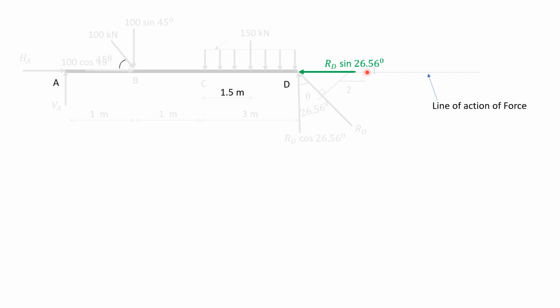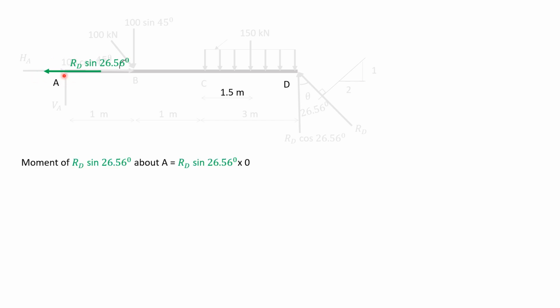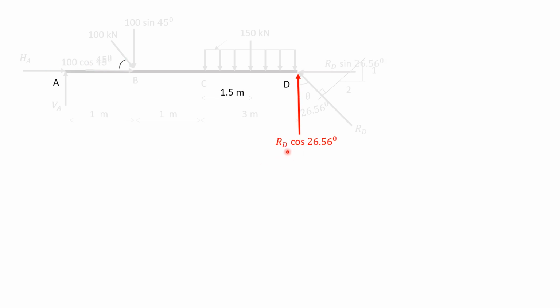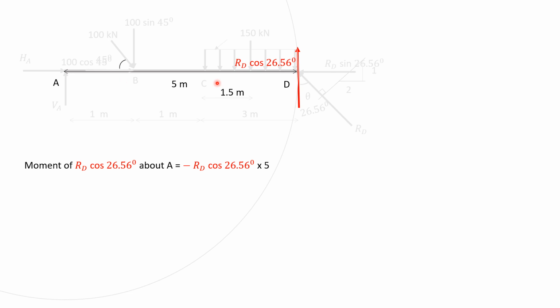Now this RD sin 26.56 will have line of action of force passing through point A, and it will have 0 perpendicular distance about point A. So RD sin 26.56 into 0, it will have 0 moment about point A. And this RD cos 26.56, it will have perpendicular distance about point A of 5 meters, and it will rotate about point A anti-clockwise, so it will have magnitude of moment of RD cos 26.56 into 5.